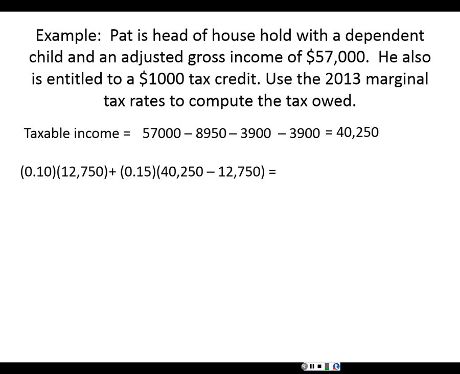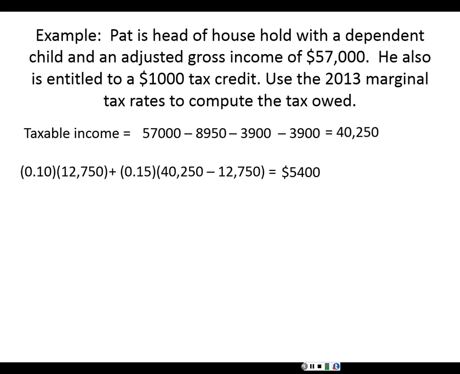The 15% tax bracket goes above his income, so he doesn't pay taxes on any money that's above his income. He only pays taxes on how much is taxable. So he pays 15% of the $40,250 that he made, minus the $12,750 he already paid taxes on. Plug that into your calculator and you should get a total of $5,400 that he owes in taxes.